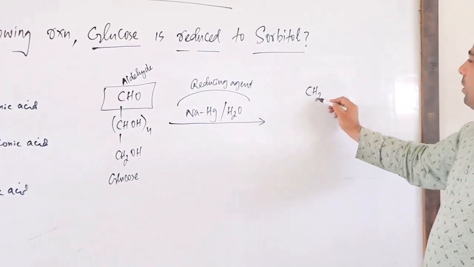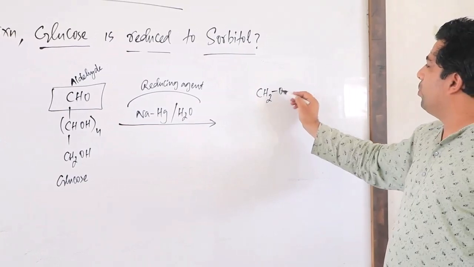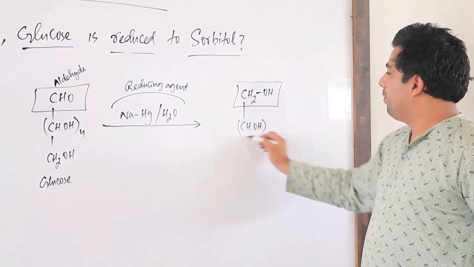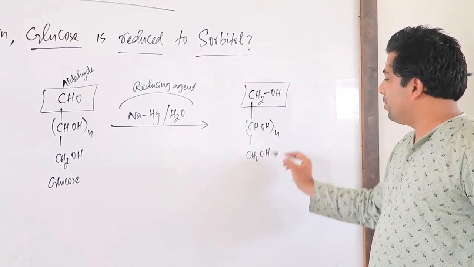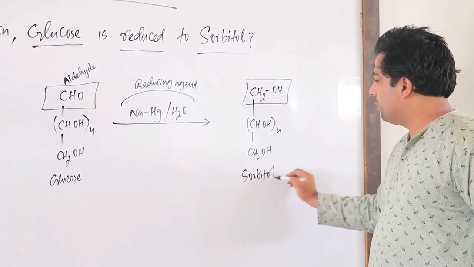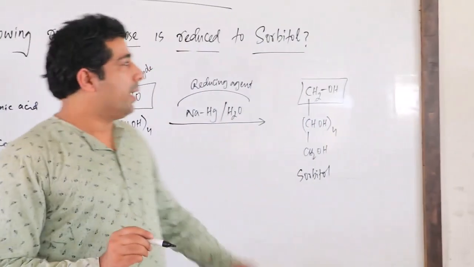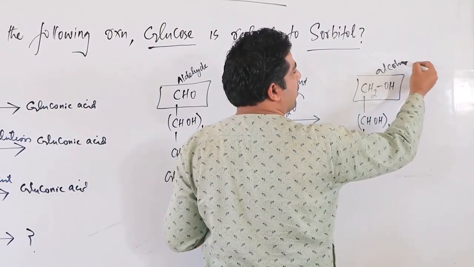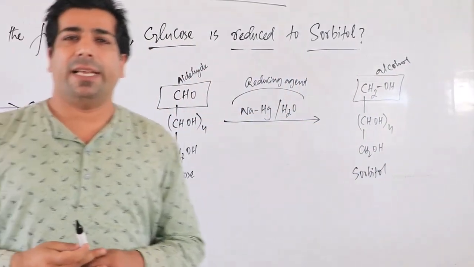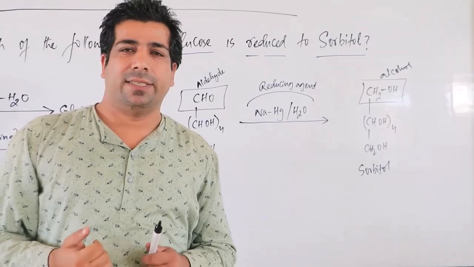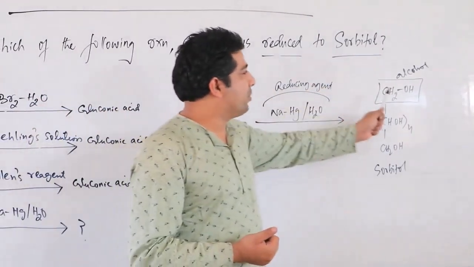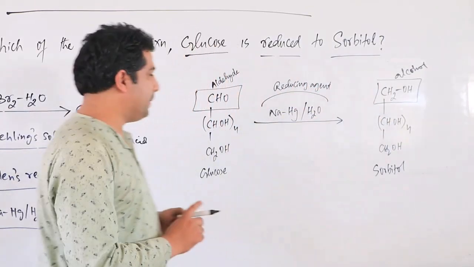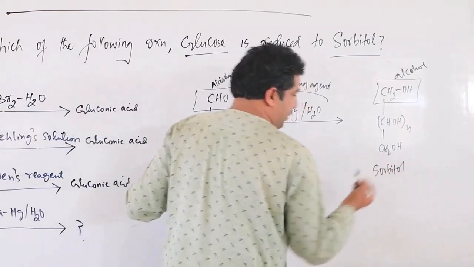Have a look. CHO will be converted into CH2OH. So you are getting here alcoholic group, then CHOH 4 times CH2OH. This is known as sorbitol. Correct? So I will say that aldehyde is reduced to an alcoholic group. In previous case, aldehyde was oxidized to carboxylic acid. But here, aldehyde is reduced to alcoholic group, OH group, correct? Now this is glucose and this is sorbitol.